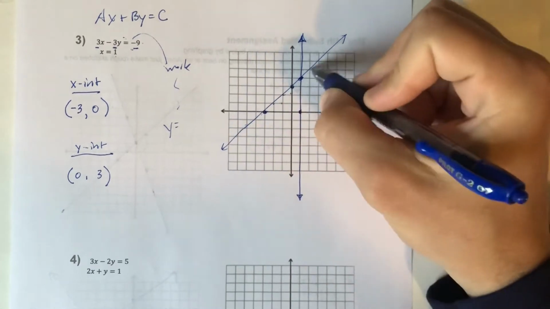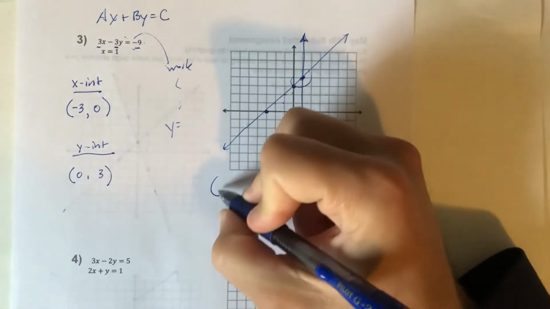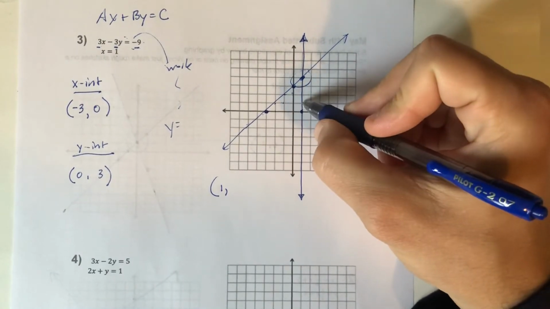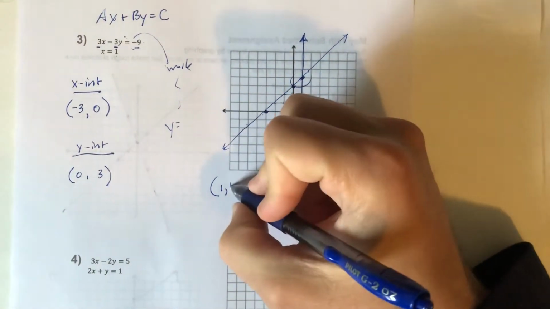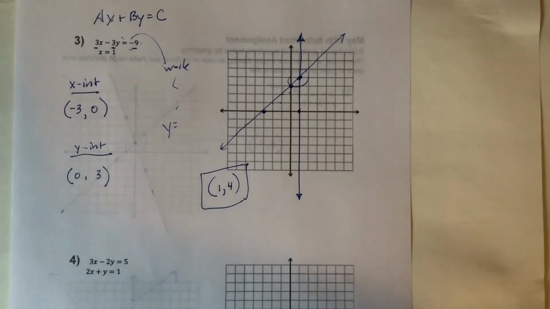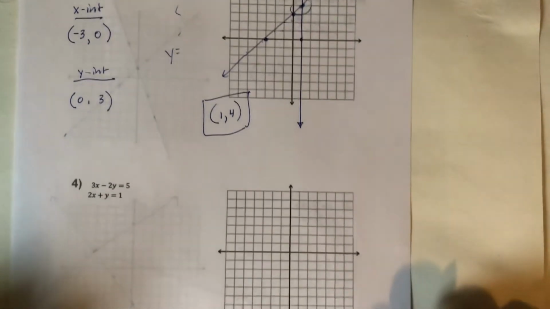You can see where they intersect. Clearly, like I said, we would have an x value of 1 because of that vertical line. And then it's up 1, 2, 3, 4. So (1, 4).